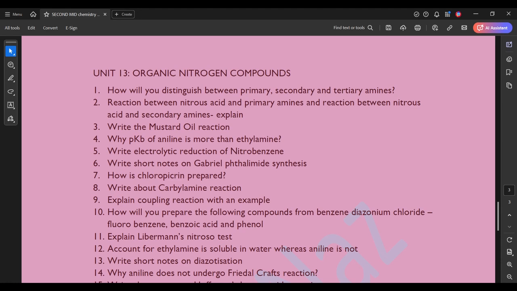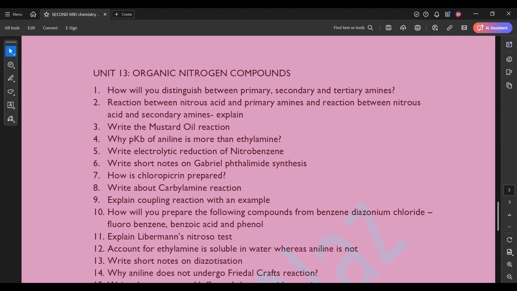Then write the mustard oil reaction. All the naming reactions of organic nitrogen compound lesson are very, very important. Mustard oil reaction. Then why pKb of aniline is more than ethylamine. Write electrolytic, this is a book back question. Write electrolytic reduction of nitrobenzene. So how nitrobenzene undergoes reduction in the presence of electricity, that is a different question. So that type of questions are also asked in this chapter.